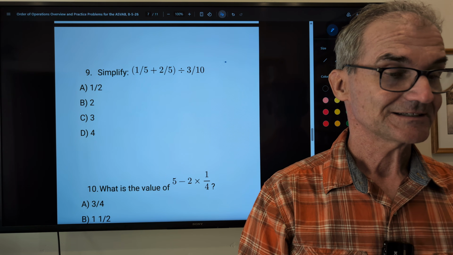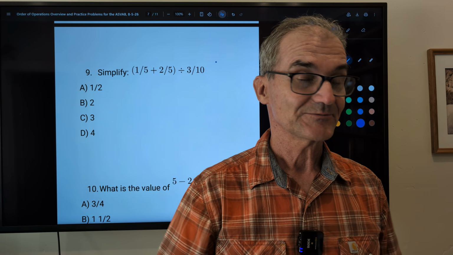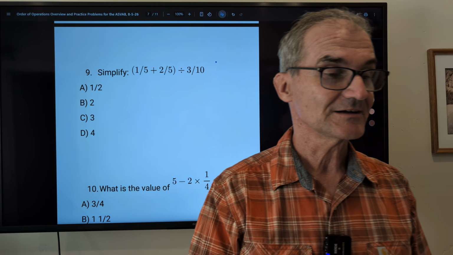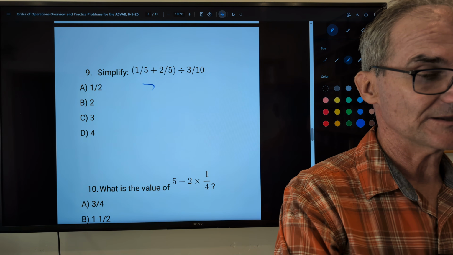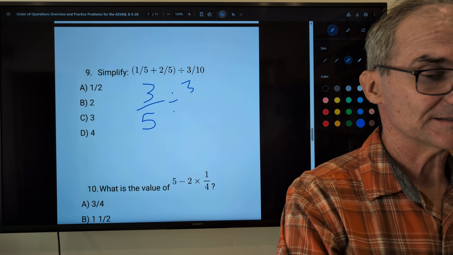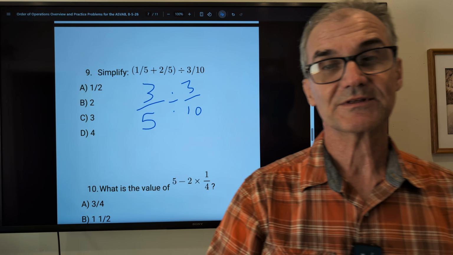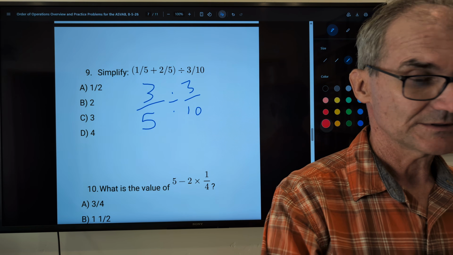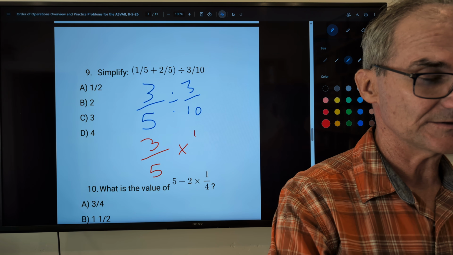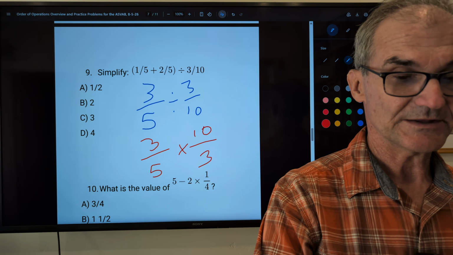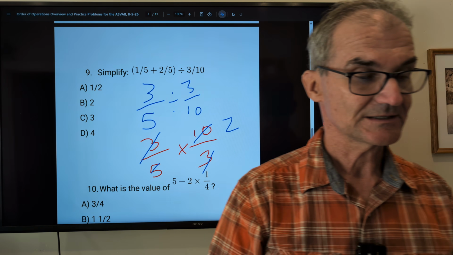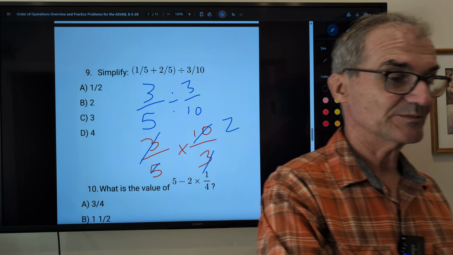All right, doing the fractions. Parentheses first before we do that division. I have that common denominator. I'm going to add those fractions together to get 3/5 divided by 3/10. Well, dividing is the same thing as multiplying by the reciprocal. So I have 3/5 times 10/3. My 3's will cancel. 5 goes into itself one time and 10 twice. Correct answer, answer B, 2.